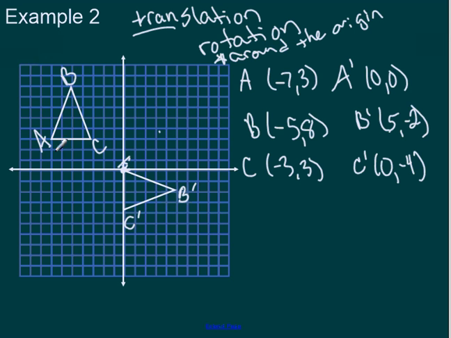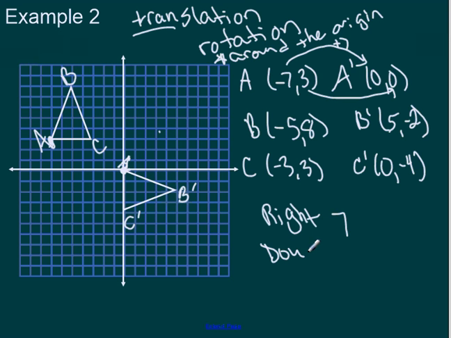So let's figure out what that translation would be. And I am going to rely on A. I'm looking for this A to be in this position. To get from -7 to 0, I have to add 7, or go right 7. And then to get from 3 to 0, I have to subtract 3, which is the same as going down 3. So how about I test that out and do that on each one of these? So right 7 and down 3 would give me there. My A matches up with my A prime.